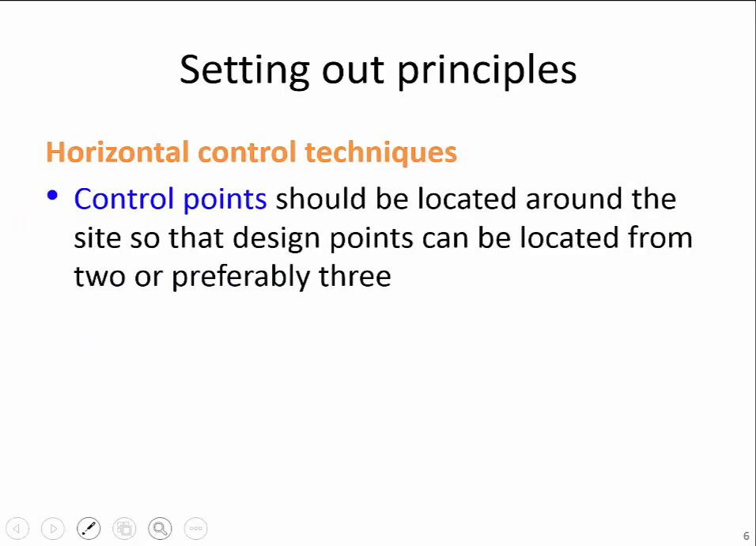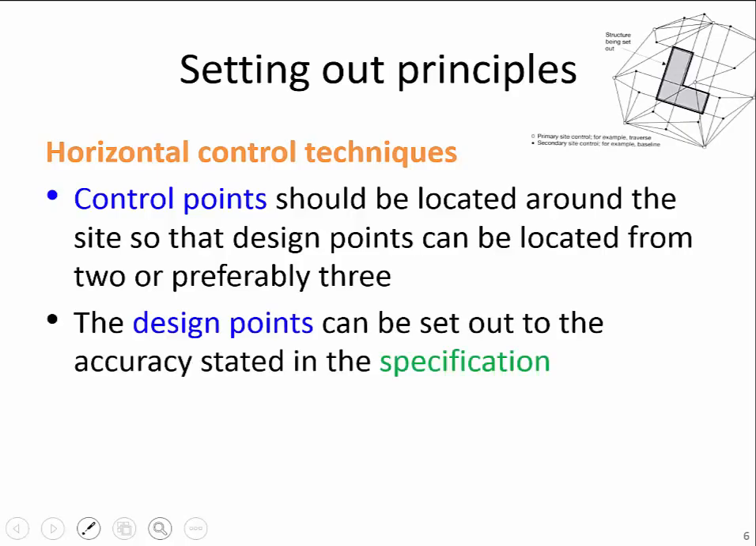So with setting out, those control points should be located so that the design points, and the design points are the locations of the buildings, of the structure of the road, there should be enough of them on the site for you to be able to use 2 or 3 control points to identify the location of one design point. So there's a little bit of redundancy and a little bit of checking in there.